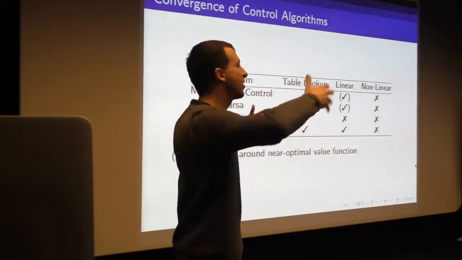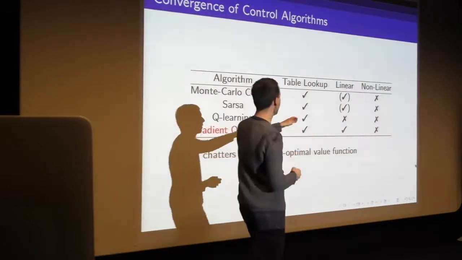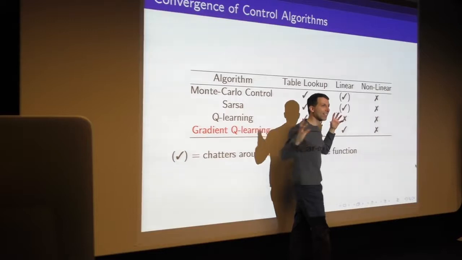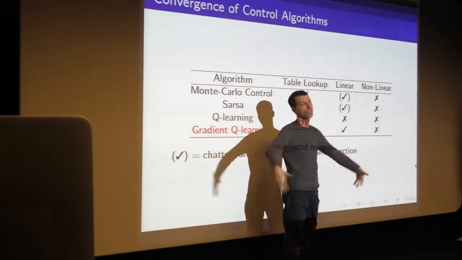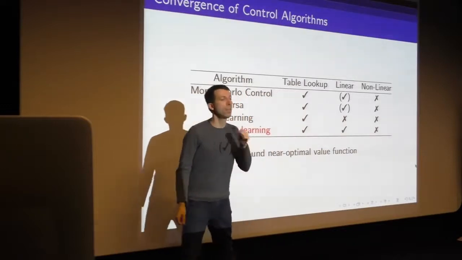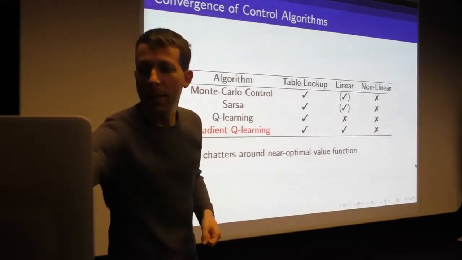So crosshair means catastrophic divergence is possible. This means that you chatter: you're always getting closer but occasionally stepping away, but you never just shoot off to infinity. Right.